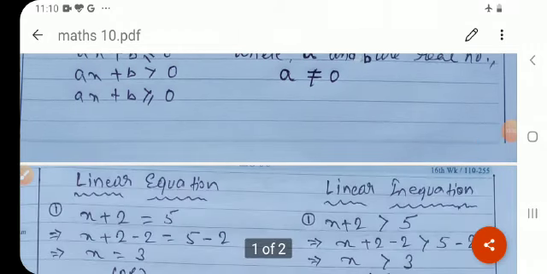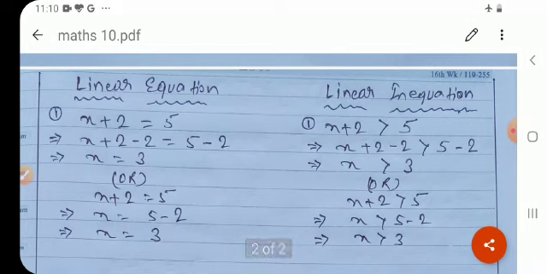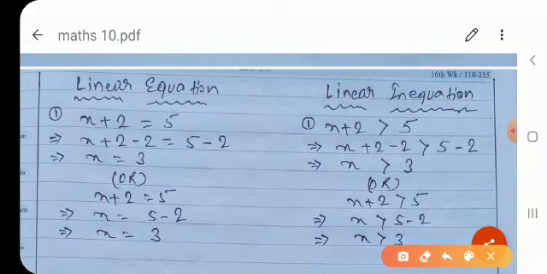Next I'll give you few examples side by side, linear equation and linear inequation. These things are very important, children. First I'll give you the linear equation which we have done, that is x plus 2 equals 5. How can I solve? On both sides, LHS and RHS, I can do minus 2 and minus 2. So I get x plus 2 minus 2 equals 5 minus 2, both sides minus 2. So x, here you see minus 2 and plus 2 cancel, what remains? x. Here 5 minus 2 gives you 3. So what we got? x equals 3.